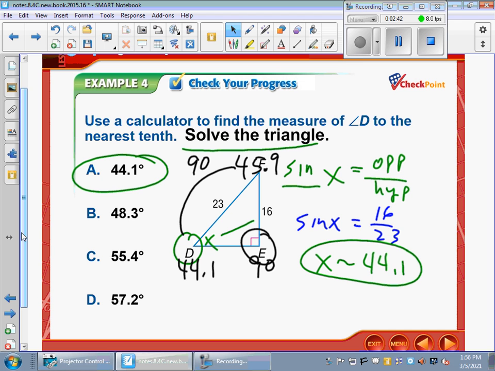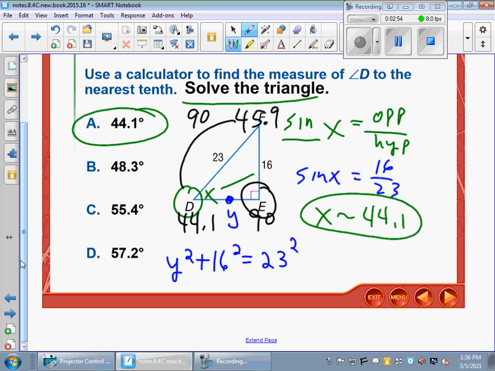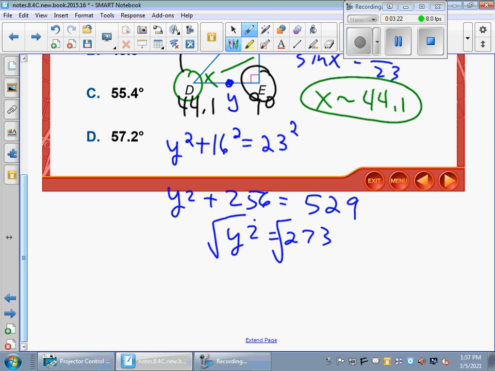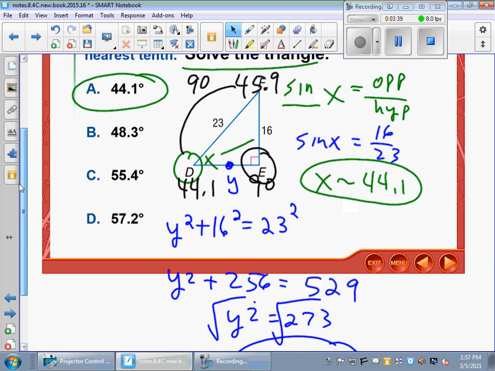Last thing we need to find is the missing side. And that's going to be right here. So let's call this y. So y squared plus 16 squared equals 23 squared. Now we're just doing the math here, Pythagorean theorem, to figure this out. So 16 squared is 256. 23 squared is 529. So subtract the 256 from both sides. So we have y squared equals 273. Opposite of squaring something is to square root. So when I square root the 273, my y is about 16.5. So that's my third side to go with your other sides, and that completes the problem.